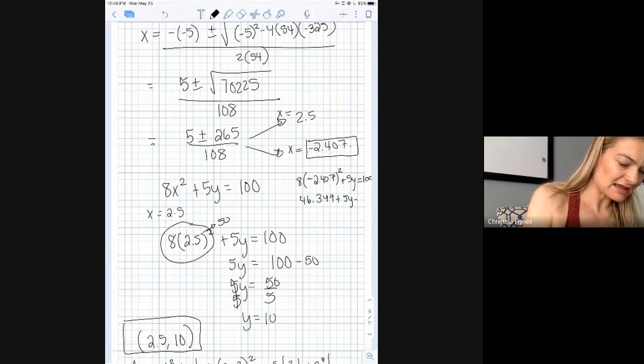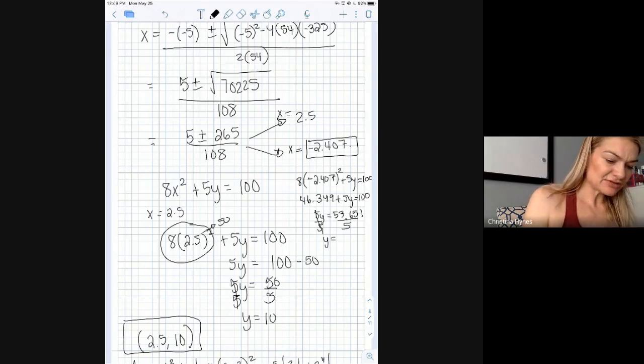Plus 5y equals 100. I'm going to bring that to the other side by subtracting the 46.349 from 100, and I get that 5y equals 53.651. Divide both sides by 5. So that's going to be approximately 10.73.